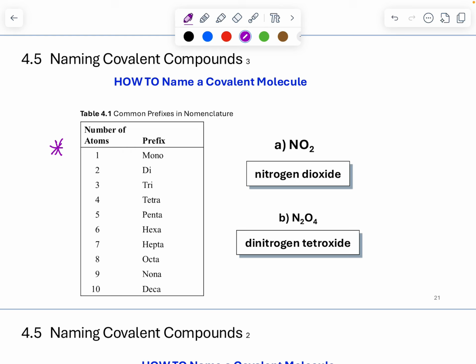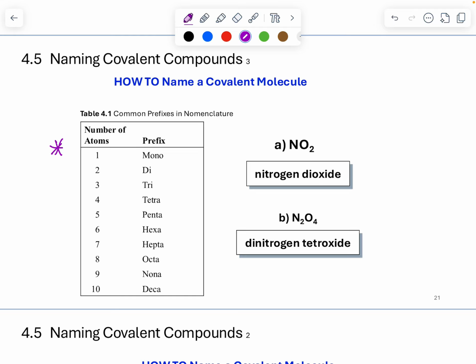Some common things that you're familiar with. For example, the prefix for 3, tri. We all started out riding a tricycle, probably, with 3 wheels. Penta, pentagon, and a hexagon, those are some common shapes. So these prefixes indicate the number.